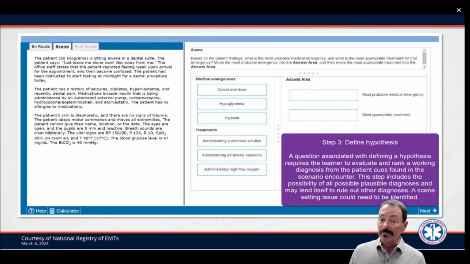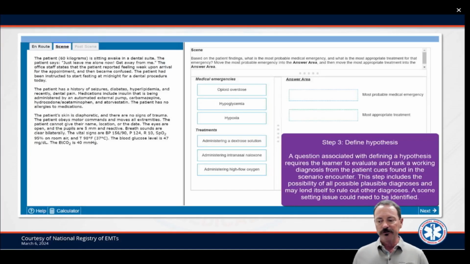Hypoglycemia. Yeah, and then hypoxia. So we're going to select hypoglycemia. Now, the treatments we would do for hypoglycemia is administer a dextrose solution. Okay, yes. Administer intranasal naloxone. Well, he's taking hydrocodone. I understand that. It could be that condition.